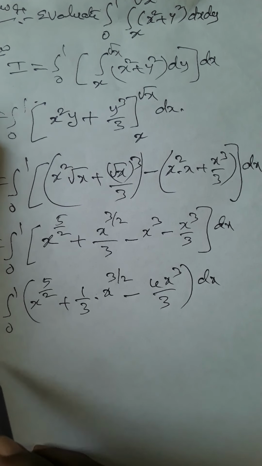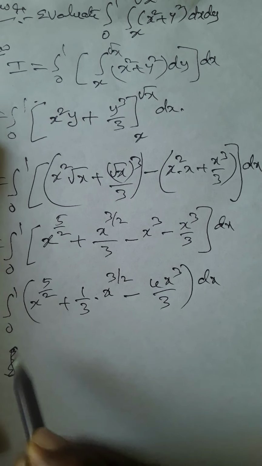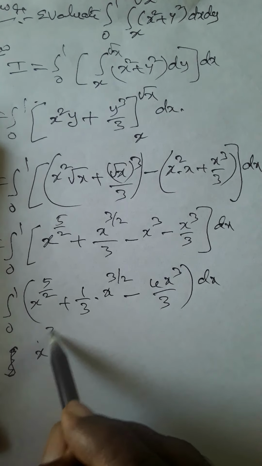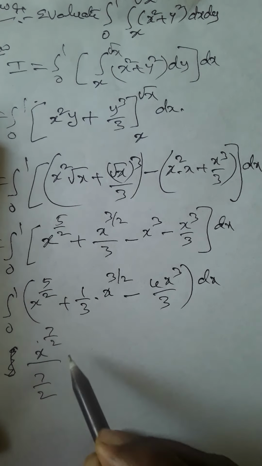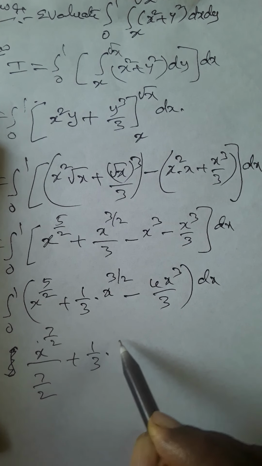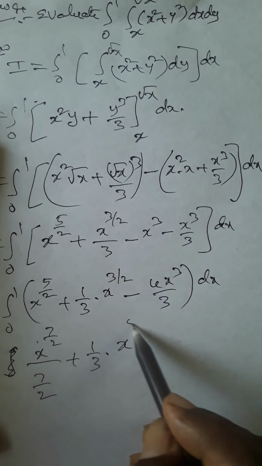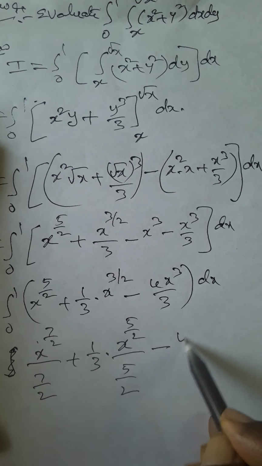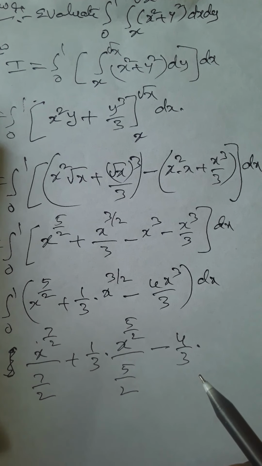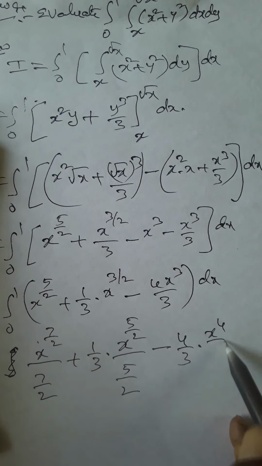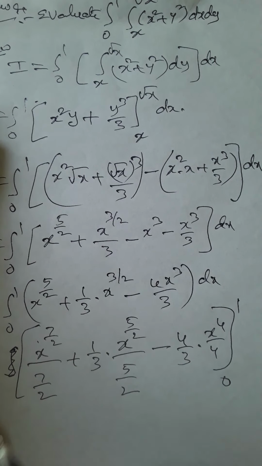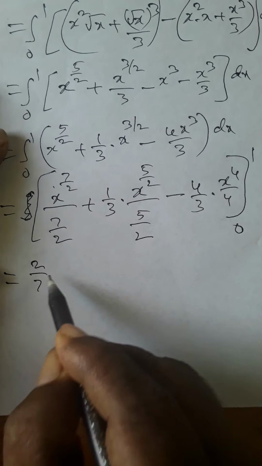Now integration with respect to x. x to the power of 5 by 2 plus 1 by the formula, 7 by 2 by 7 by 2. Then 1 by 3, x power of 3 by 2 plus 1, 5 by 2 by 5 by 2. Minus 4 by 3 into x cube integration, x power of 4 by 4, 0 to 1. This is 2 by 7.